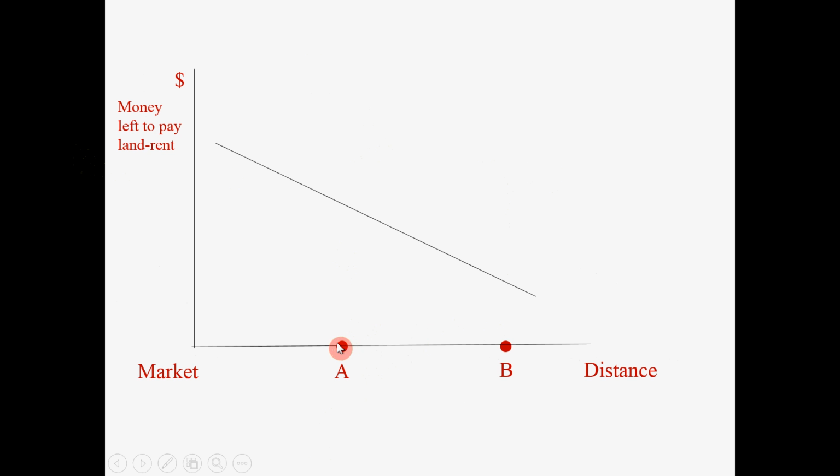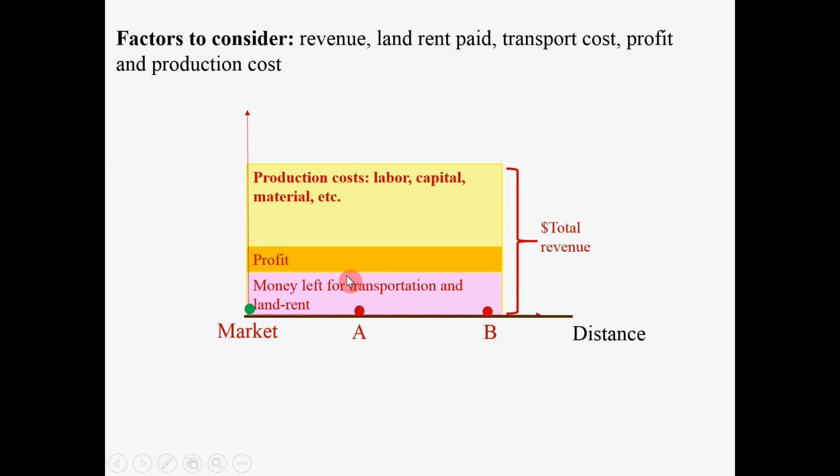Now on this slide, farmer A and B are here. Farmer A lives closer to the market, so he needs to spend less money on transportation. And farmer B lives further from the market, so he will need to spend more money on transportation. The last slide showed that farmers A and B have the same amount of money available for transportation and rent. This is the same. But now we know that farmer A spends less money on transportation and farmer B spends more. So from the same amount of money, farmer A spends less on transportation.